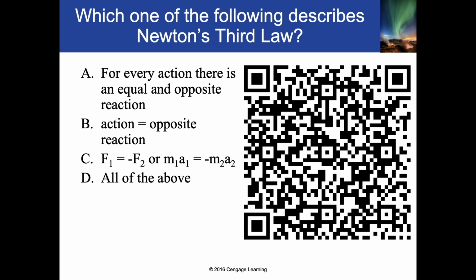Okay, that last slide literally had all the answers on there, so the vast majority of you got that correct. That's good, I'm very proud. All of these are ways of describing Newton's third law: for every action, there's an equal and opposite reaction; action equals opposite reaction; force one equals the negative of force two; or mass one times acceleration one equals the negative of mass two times acceleration two. Okay.